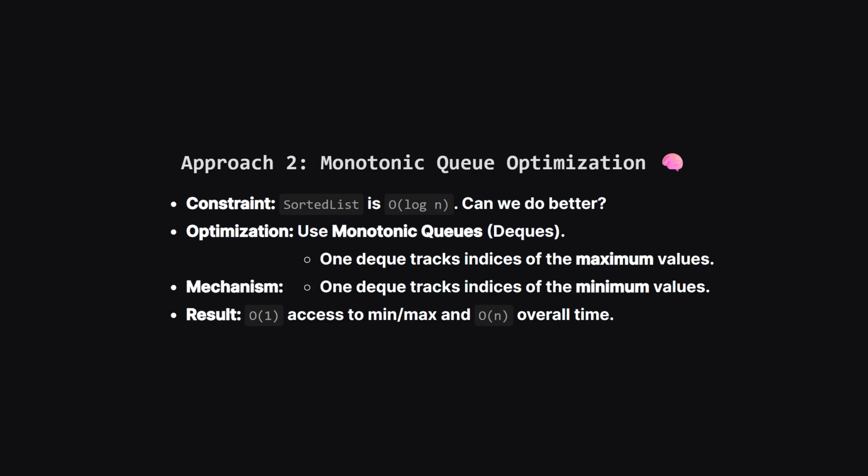The first approach is good, but adding and removing from a sorted list takes logarithmic time. Can we do it faster? Yes, we can use a technique called monotonic queues. Instead of a sorted list, we maintain 2 double-ended queues. One keeps track of the maximums, and the other keeps track of the minimums. This allows us to find the min and max in constant time, making the whole algorithm linear.